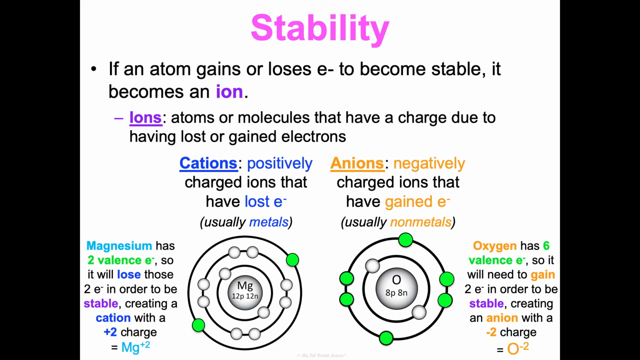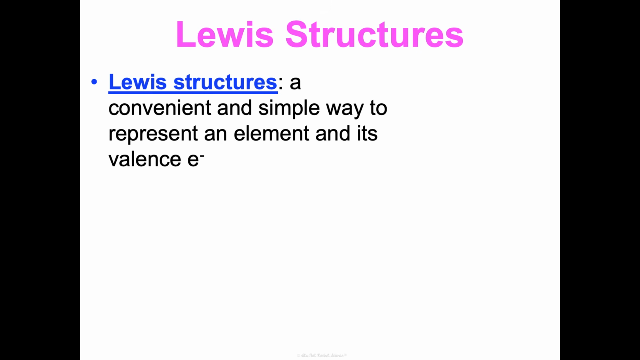Now, these Bohr models are helpful. This helps us visualize where the valence electrons are, what's happening, that kind of thing. But they're also a little bit tedious. You don't need to draw that entire thing every time. Because remember, what really matters most when we're looking at how these atoms are going to behave is their valence electrons. And so that's where Lewis structures are really helpful.